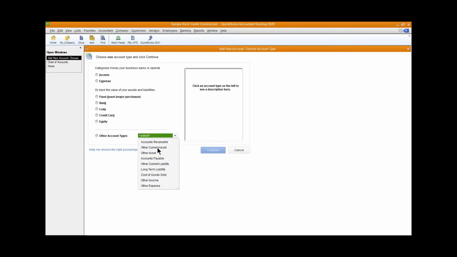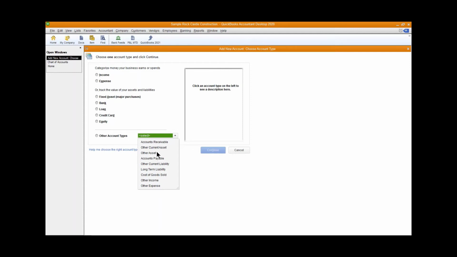Other current asset is used for some miscellaneous types of accounts that you might need to set up in your chart of accounts. If you loaned money to an employee, you'd have an employee advance here. If you needed to set up an account for inventory, inventory is an other current asset in QuickBooks world, and that's, again, an asset and it is something you own. When you purchase inventory, you own it until you sell it to a customer.